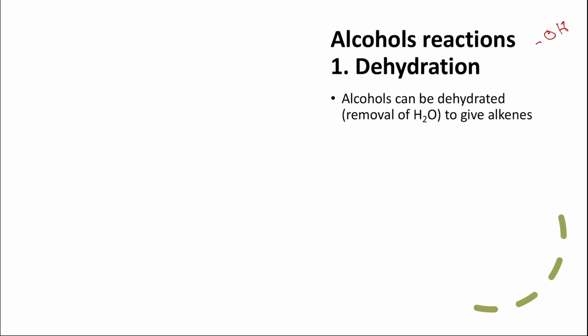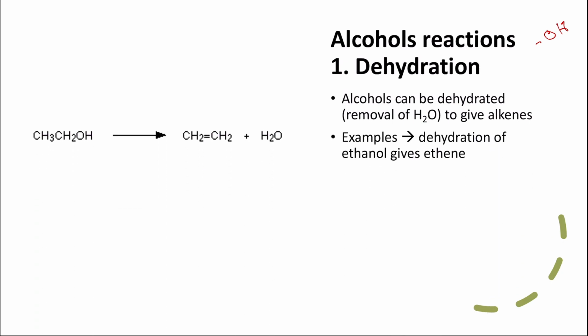And dehydration is basically removal of a water molecule from the structure. When a water molecule is removed from the alcohol, it will give you the corresponding alkene. So basically, if you have ethanol like this one, we're going to remove the OH from here and then we're going to remove one of the hydrogens from the adjacent carbon, and that will lead to formation of a double bond between the two carbons. So that will give us the alkene, which is ethene in this case, plus water molecule.